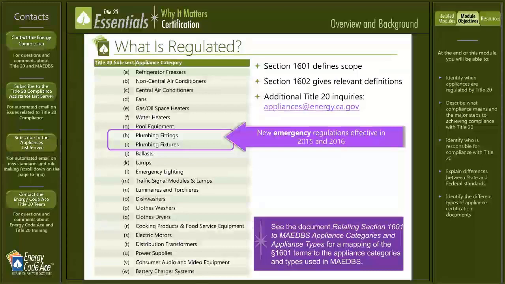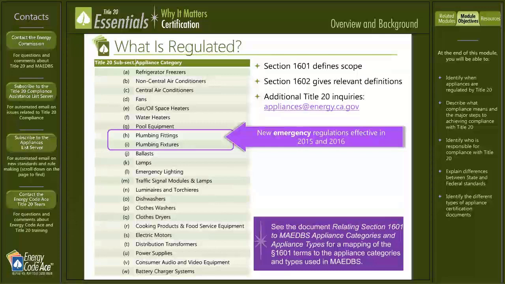So we understand what compliance is now, but what is regulated? Section 1601 of Title 20 defines the scope of the document, specifically identifying which appliance categories are covered by the standards. Section 1602 provides detailed definitions of appliances and their features by appliance category. So if there's ever any question of what is regulated, we highly recommend reviewing Section 1601 and 1602 to look at the appliance categories and relevant definitions.